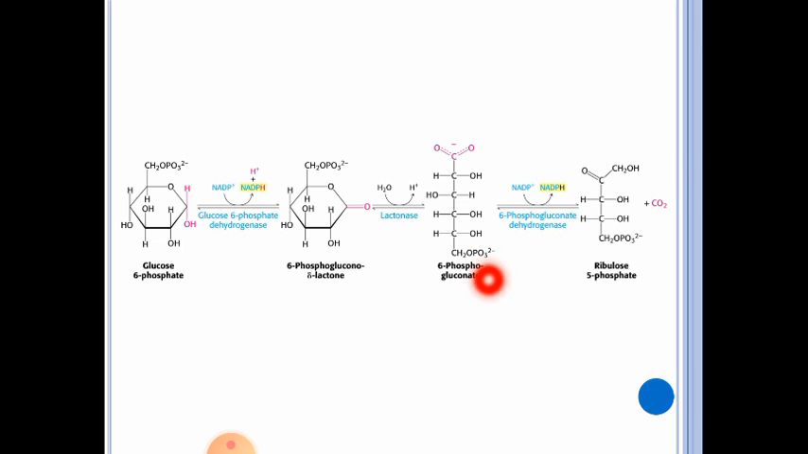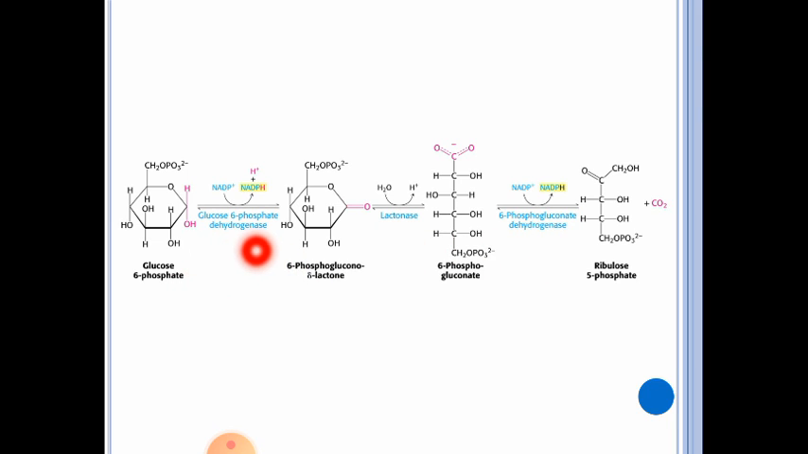And in the third step of the oxidative phase, 6-phosphogluconate is converted into ribulose 5-phosphate with the help of the enzyme 6-phosphogluconate dehydrogenase, and here also NADPH is released. So in the first and the third step, there is a release of NADPH.